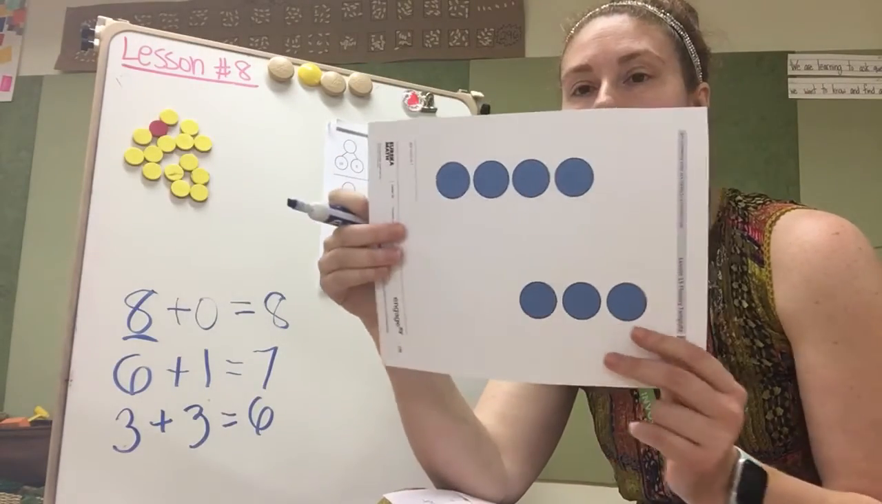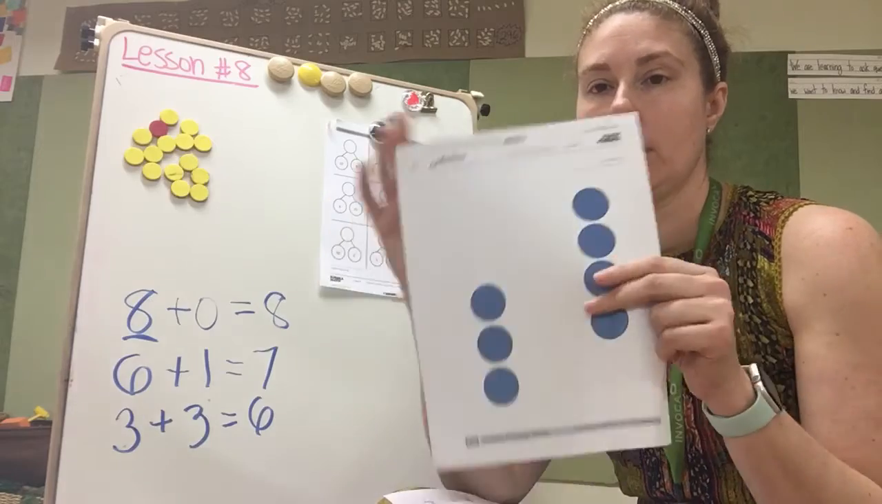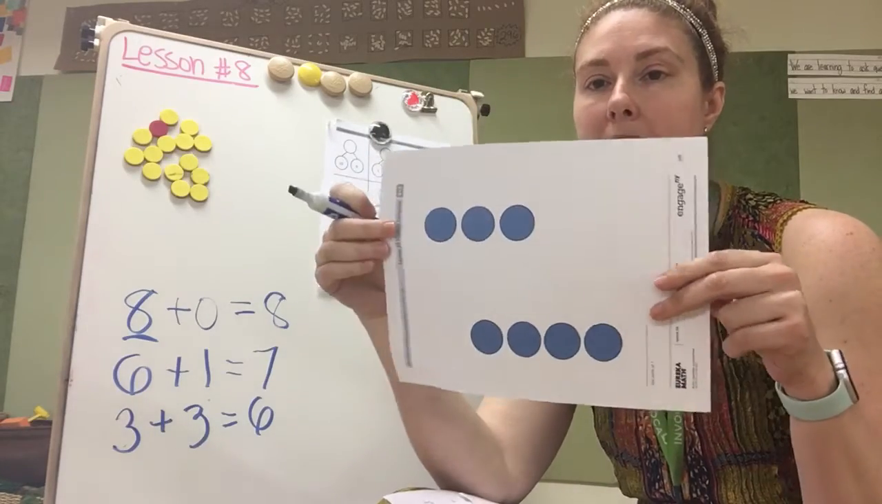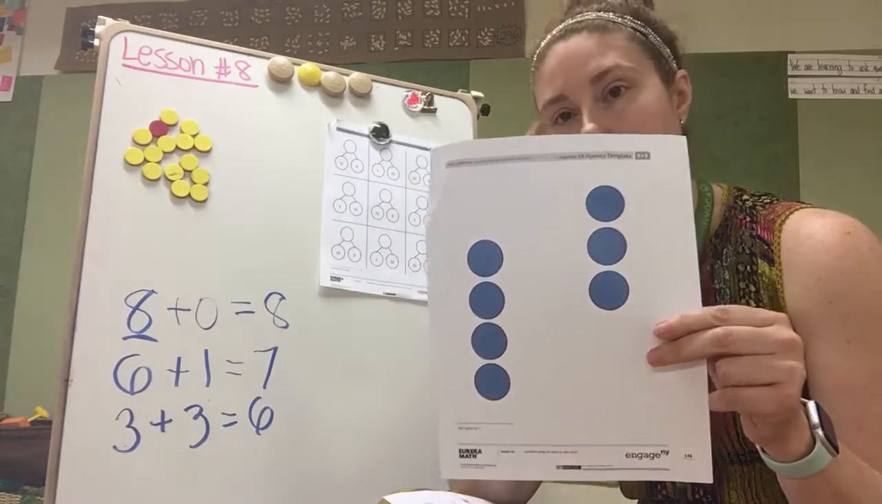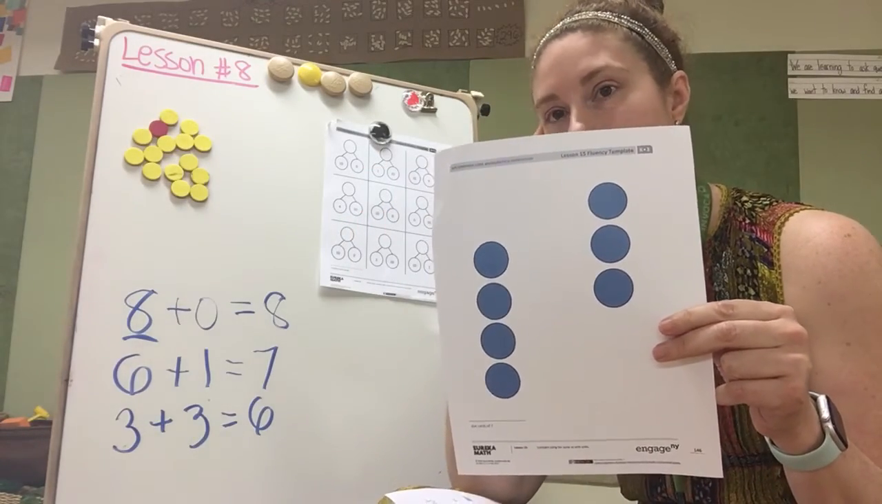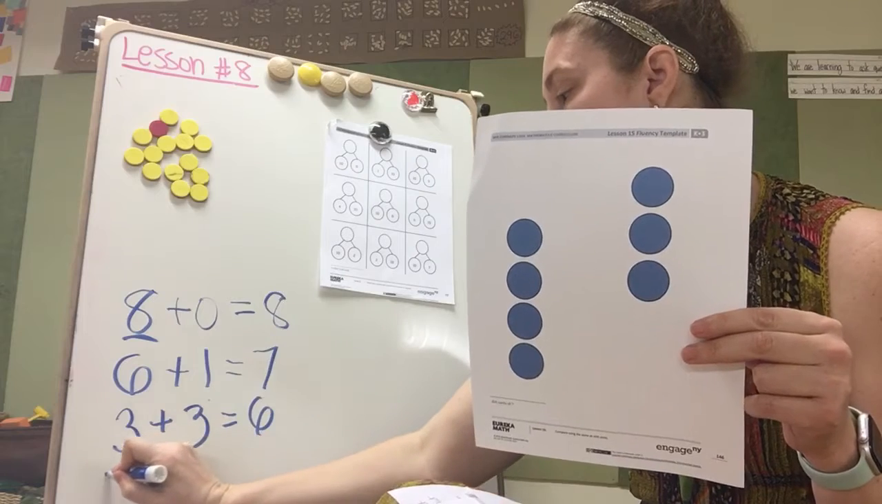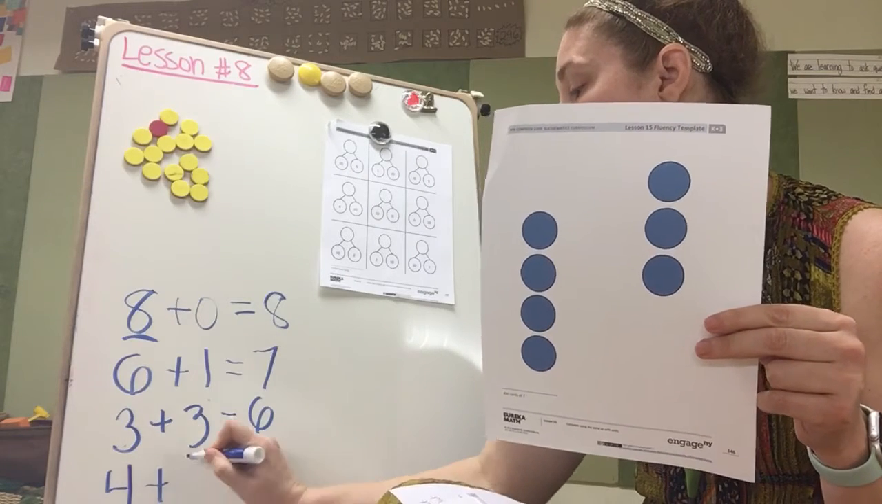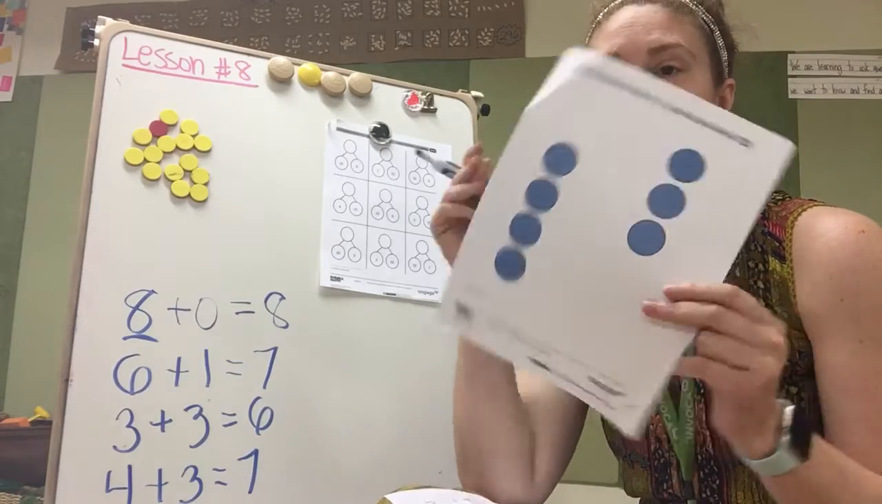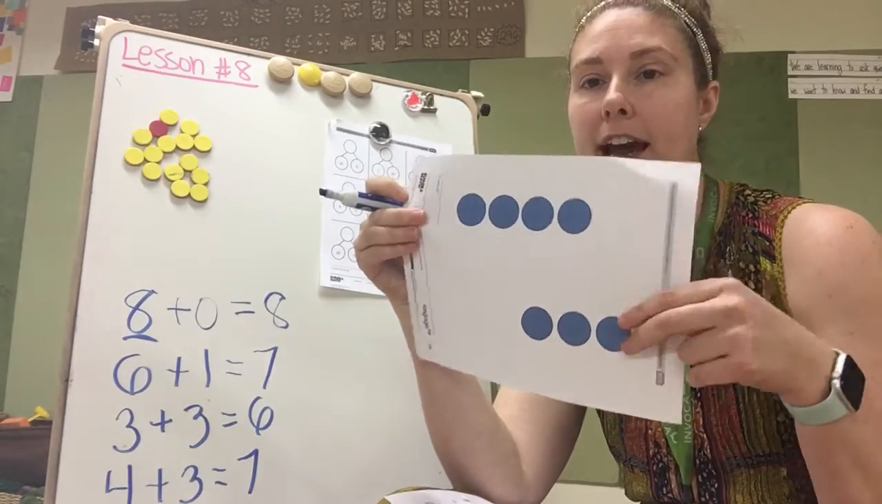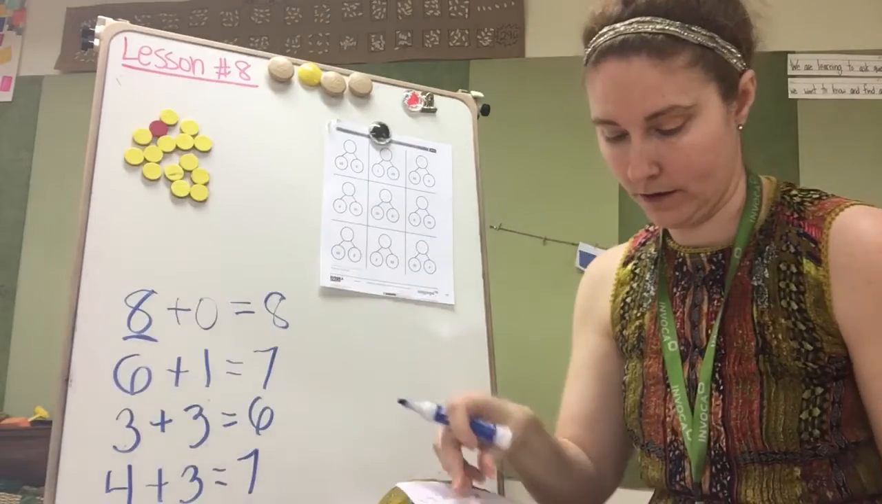Okay, so what do we see here? Okay. You might have figured out the total. You might see the very clear parts. Remember, we want to start our math problem with the larger part. So that would be 4 plus 3 equals 7. Everybody see how I figured that out? Okay.